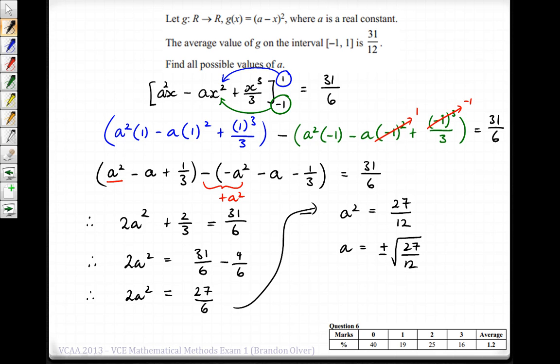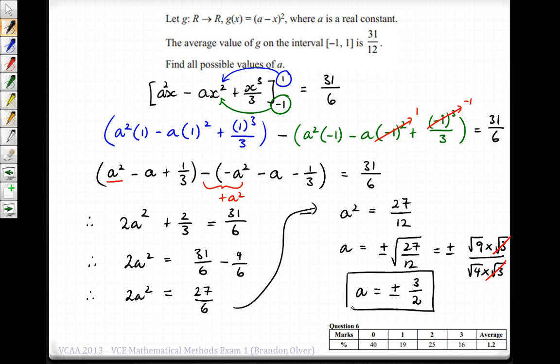And now this is where I suspect some people may have lost the marks by not simplifying far enough. That is in fact plus or minus the square root of 9 times the square root of 3 on the square root of 4 times the square root of 3. So as you can see, I'll get this and this to cancel, and my possible values of a are plus or minus. Square root of 9 gives me 3, square root of 4 gives me 2. So the possible values of a are plus or minus 3 on 2, or 1.5.